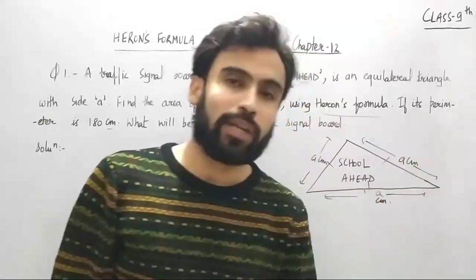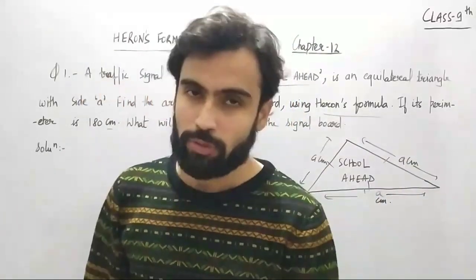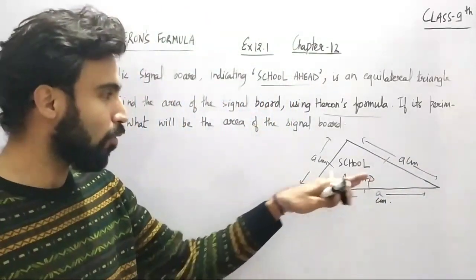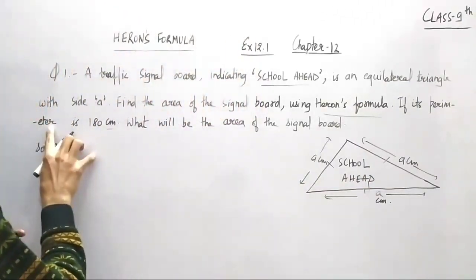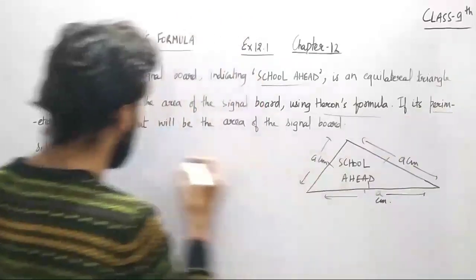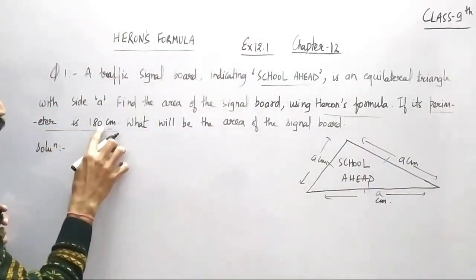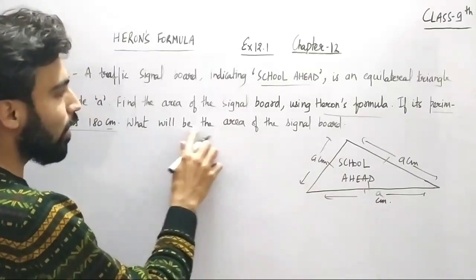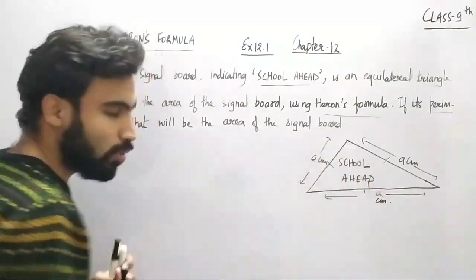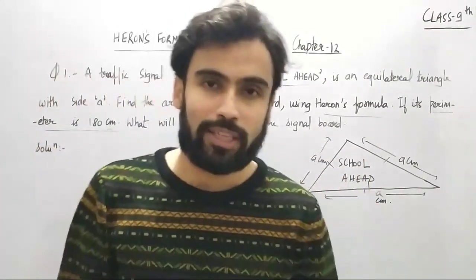Now we have to find out the area of the signal board using Heron's formula, right? So it is particularly given that we have to use Heron's formula to calculate the area of this triangle. Let me also tell you that the perimeter of this triangle is also given to us, that is 180 centimeters, right? And we will find the area of the signal board.